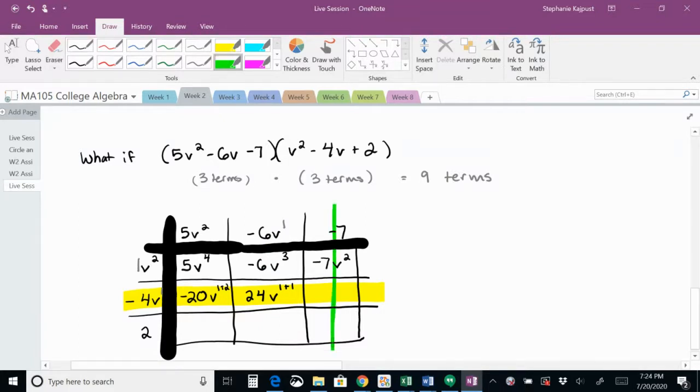Then the last column, I'm going to take that negative 4v and I multiply it by negative 7. So negative 4 times negative 7 is a positive 28. And then I just have that v. So now I can go back and I can add my exponents. This is the problem when I don't have perfect precision on my tablet. I'm erasing too much. But you add those exponents, you're going to end up with a v cubed from the 2 plus 1, and then a v squared from the 1 plus 1.